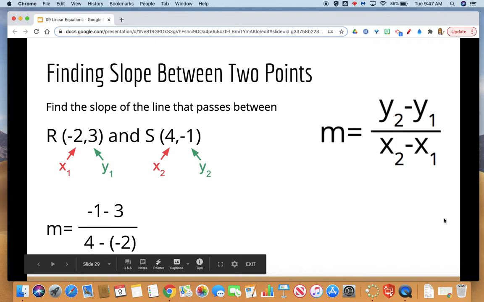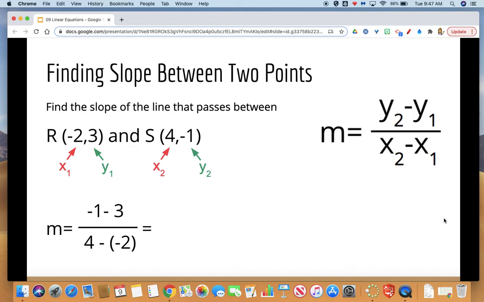Now I apply my integer rules and solve the top and the bottom. -1 minus 3 would give us a -4 if I add the opposite. 4 minus a -2, if I add the opposite, would be 4 plus 2 to get 6. That is my slope, but before I finalize it, I want to make sure it's in simplest form, so I can divide both numbers by 2 to say -2/3 is my slope.